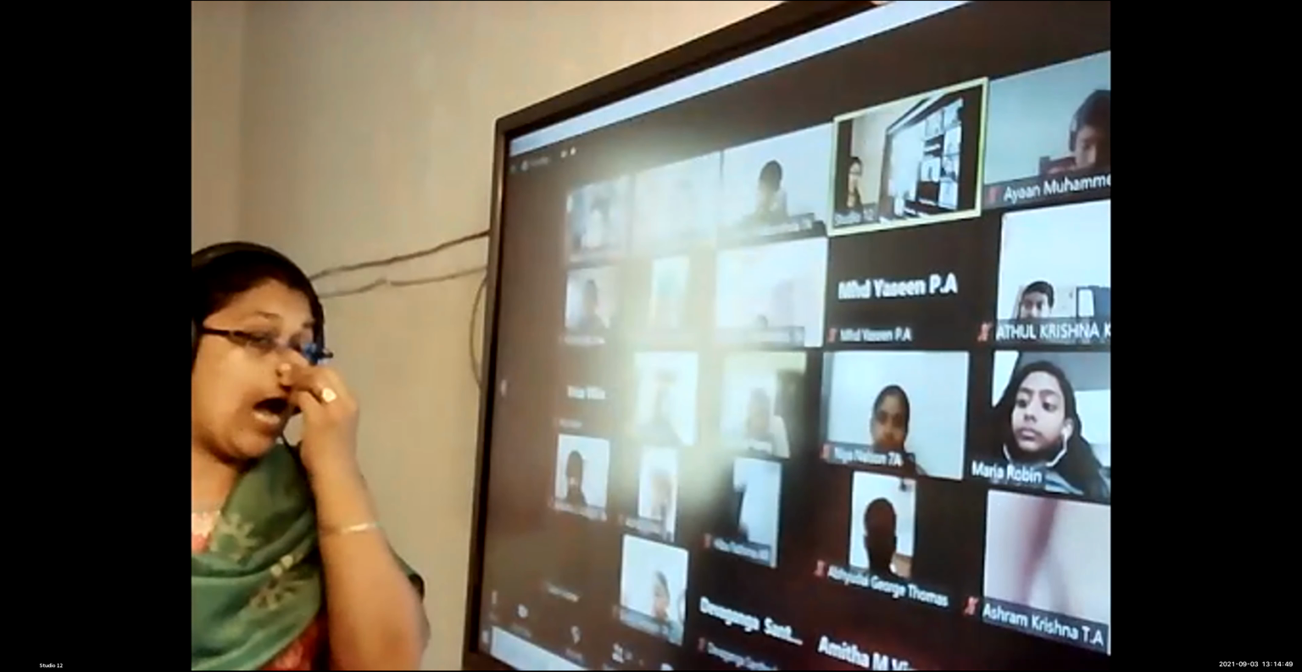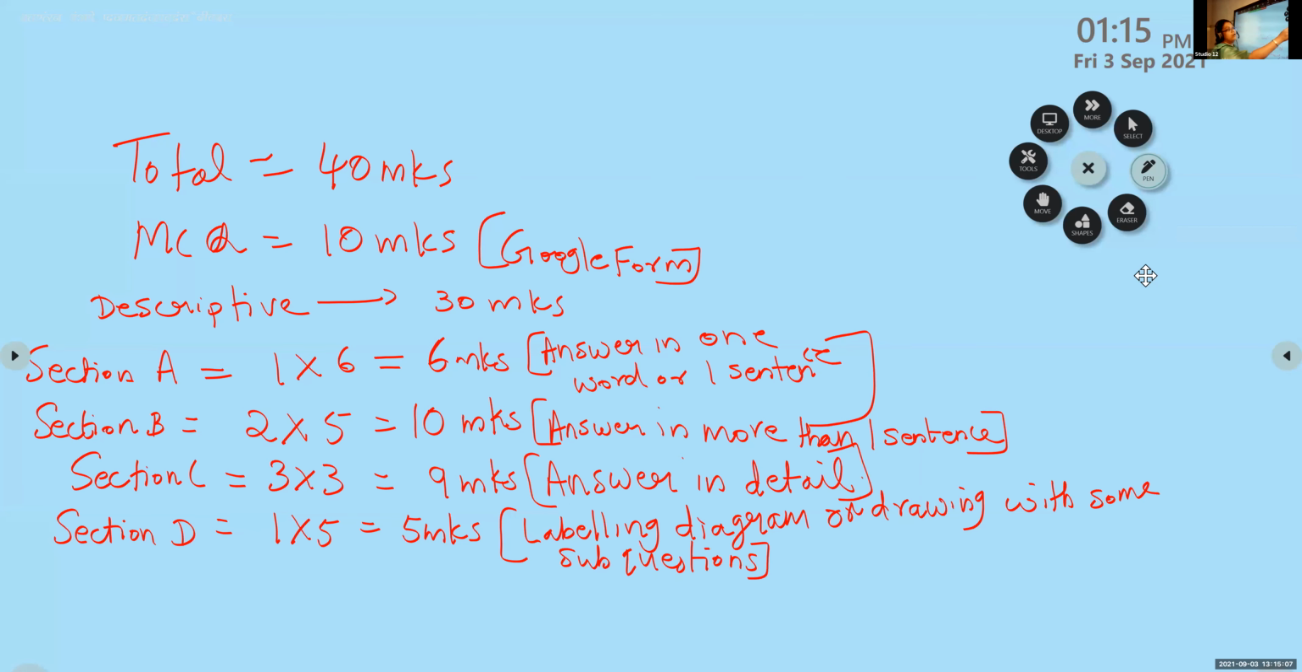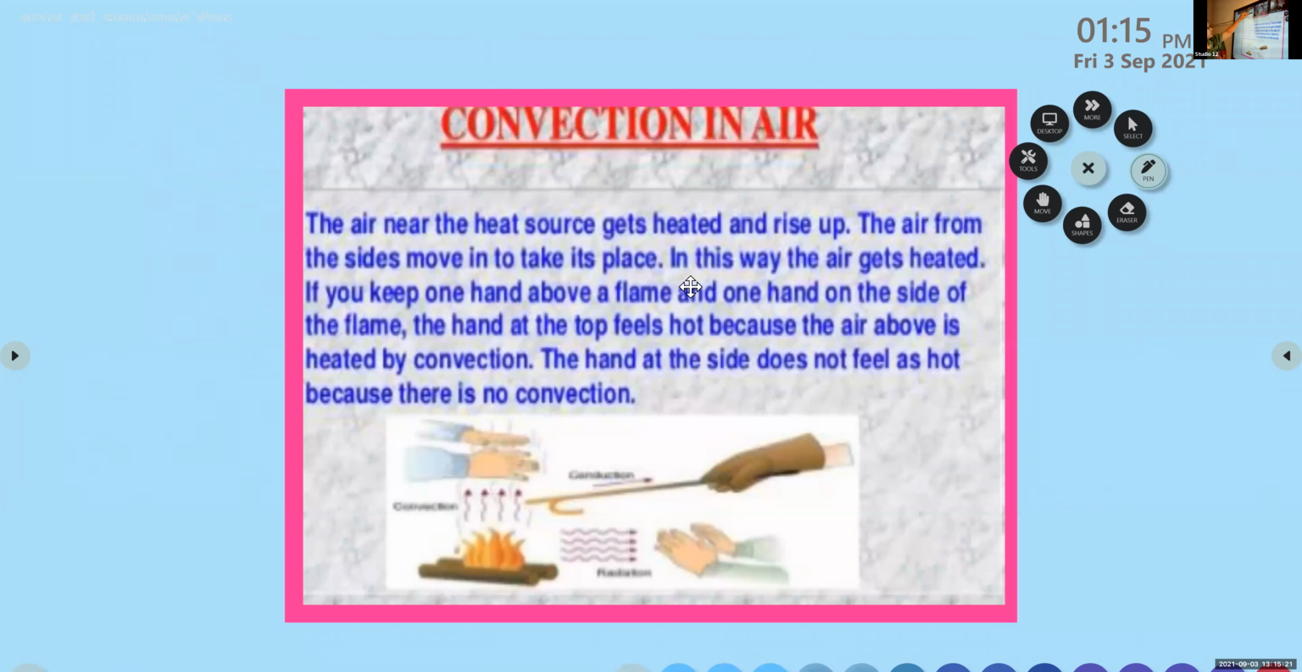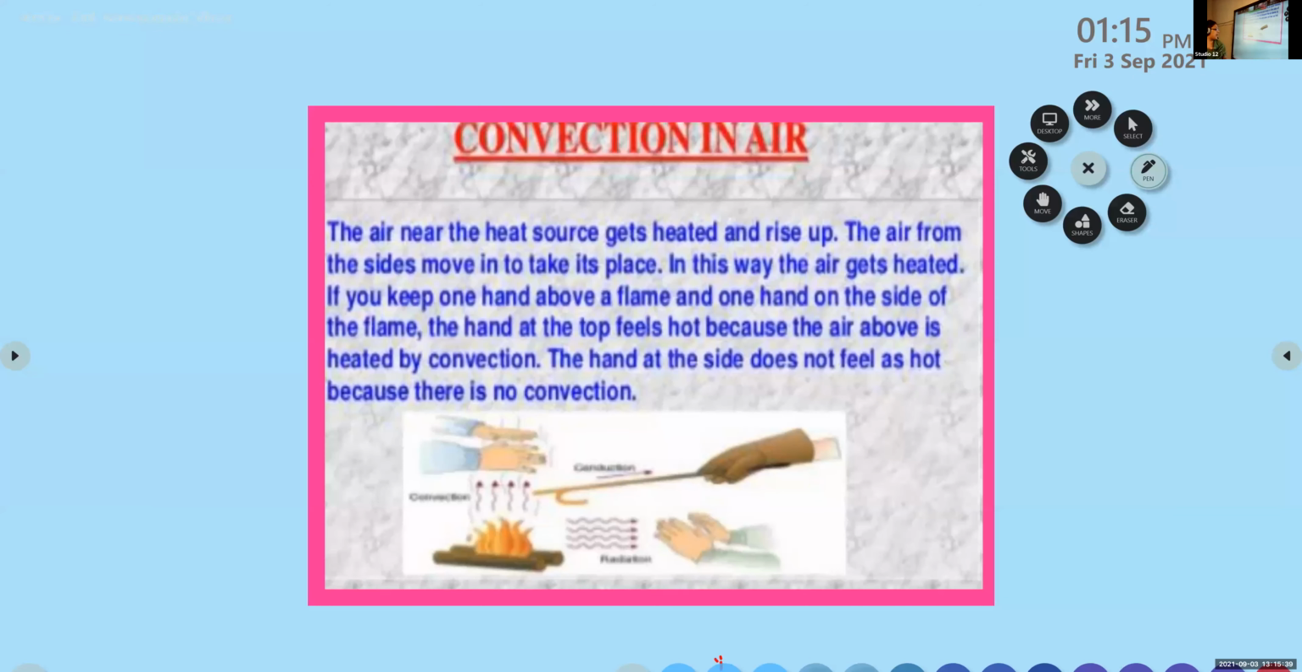Now we are going to see how convection takes place in sea breeze and land breeze. This is another important topic from this chapter. That is what we are going to see. Convection in air can also take place by this method. You can see the picture is not so clear, but I can make it a little smaller. So this is another example of convection in air.